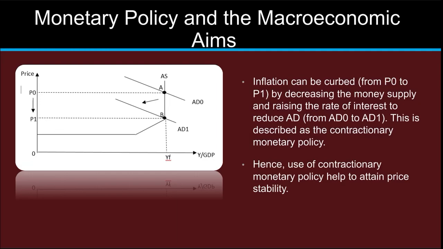One of the macroeconomic aims is what? Achieving price stability. So in other words, by implementing the expansionary monetary policy, the government can achieve the macroeconomic aim of achieving full employment or maintaining a low unemployment level in the economy. Whereas by implementing contractionary monetary policy, the government can achieve price stability in the economy.